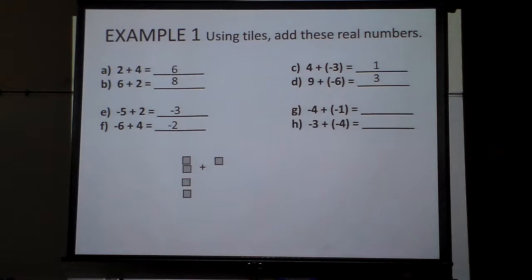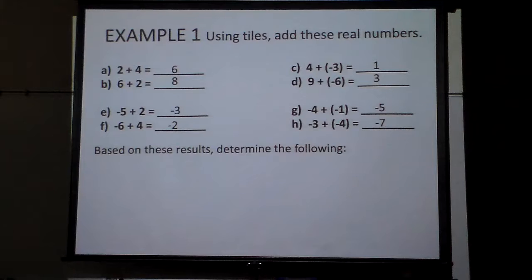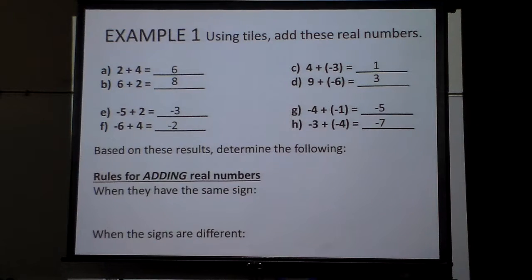And then let's look at the G over here. You have 4 negative ones and another negative one, making a total of 5 negative ones. And then look at H. You have 3 negative ones and 4 negative ones, giving me a total of 7 negative ones. Now, let's be real honest. Do you have a lot of tiles, and do you want to use tiles a whole lot? Or can we maybe come up with a rule for this? So let's come up with a rule.